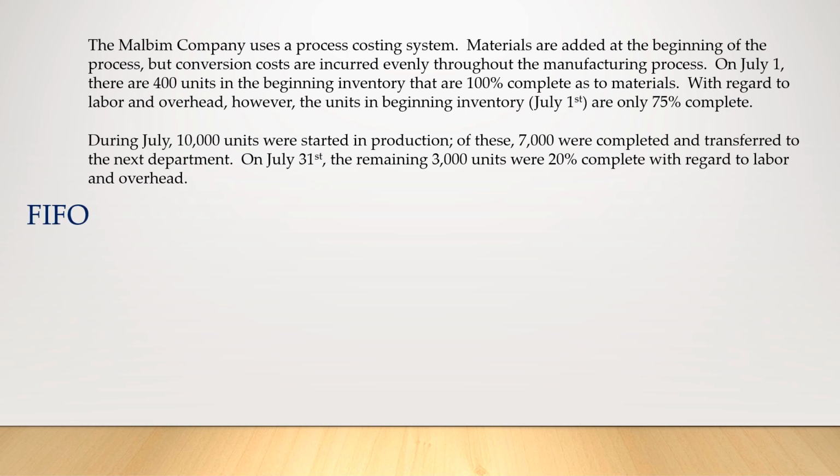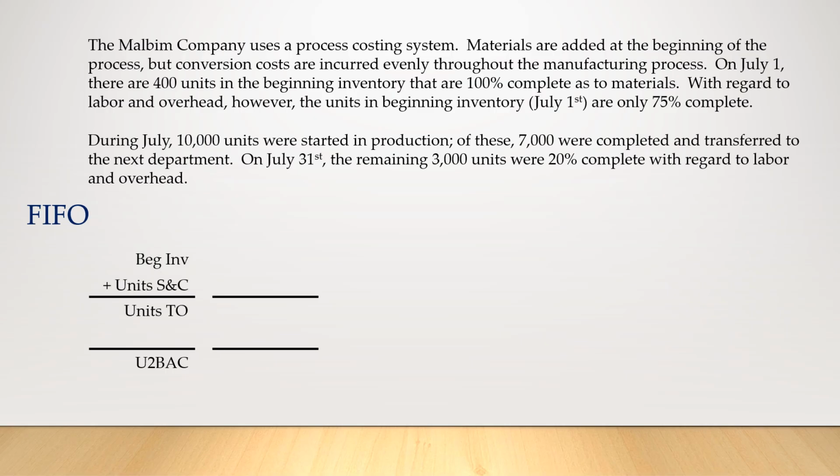As instructed, let's tackle the FIFO method first. We always begin process costing problems by filling out our formula for units to be assigned costs. Beginning inventory plus units started and completed equals units transferred out. Add to that last amount ending inventory to get units to be assigned costs.